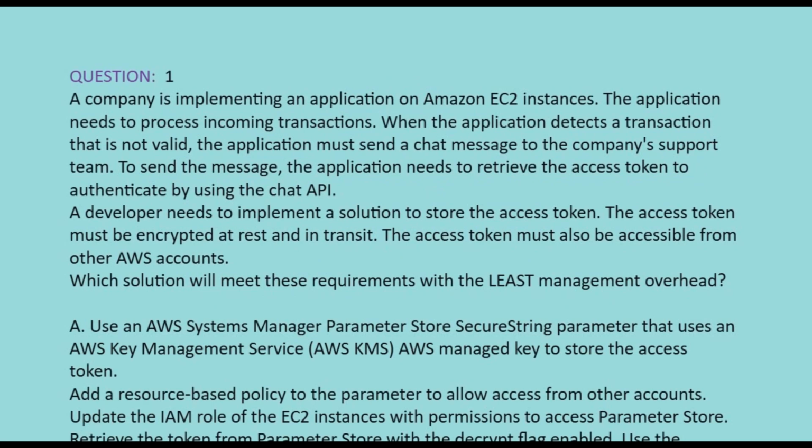Question is, a company is implementing an application on Amazon EC2 instances. The application needs to process incoming transactions. When the application detects a transaction that is not valid, the application must send a chat message to the company's support team. To send the message, the application needs to retrieve the access token to authenticate by using the chat API. A developer needs to implement a solution to store the access token.